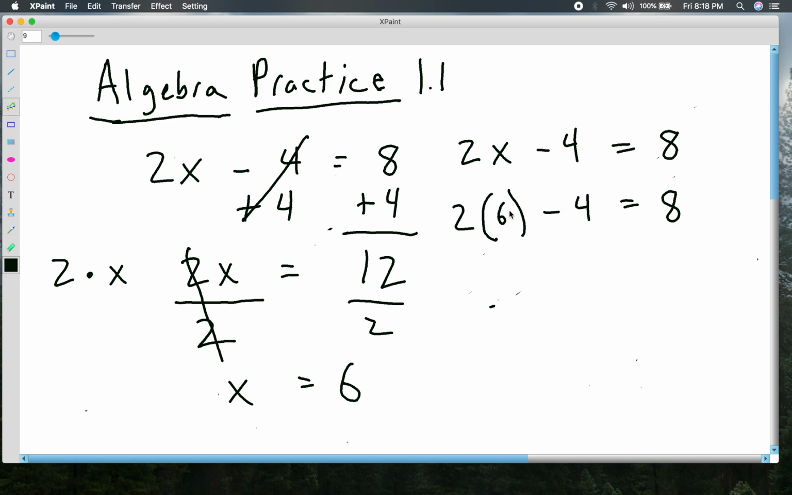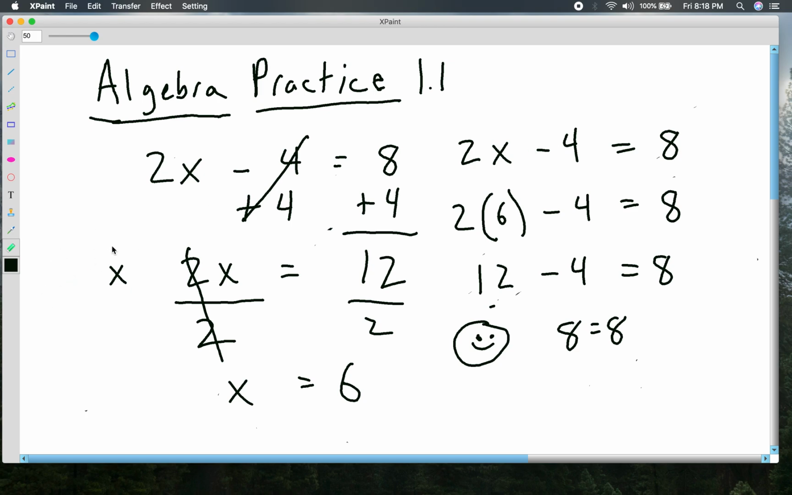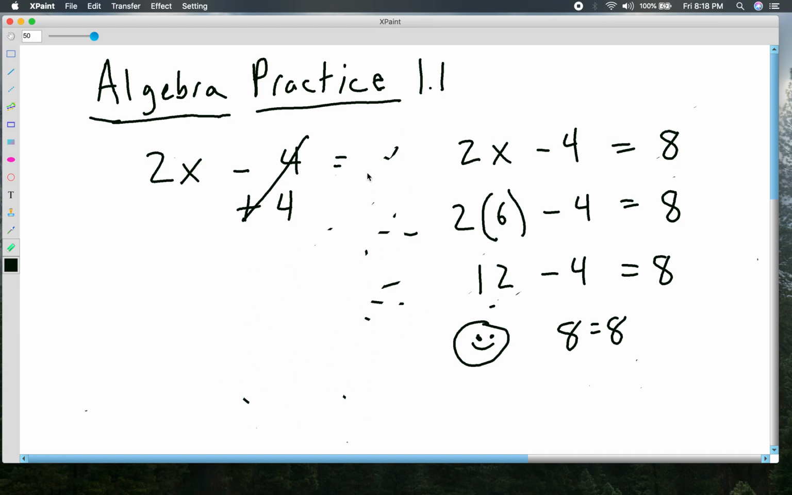So 2 times 6 is in fact 12. Minus 4 equals 8. 12 minus 4 is 8, equals 8. Yes, x equals 6. Okay, so you can put these all together and have more complicated equations like 2x minus 4 equals 8. That just means you have to go through an extra step to isolate your variable. So let me show you a couple more.